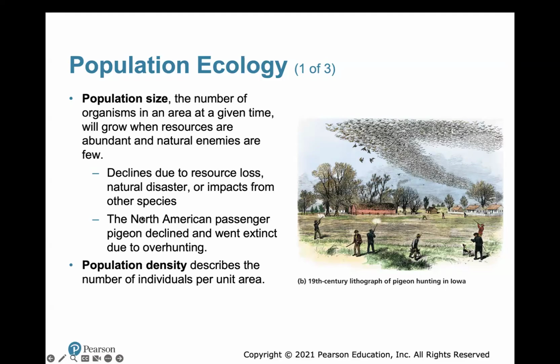For example, habitat loss. Humans cutting down forest is a habitat loss for a certain type of animal population. And that means if they don't have any habitat to stay in, the number is going to go down. The North American passenger pigeon declined and went extinct due to overhunting. So that's pigeon hunting in Iowa. Population density is described as the number of individuals per unit area.